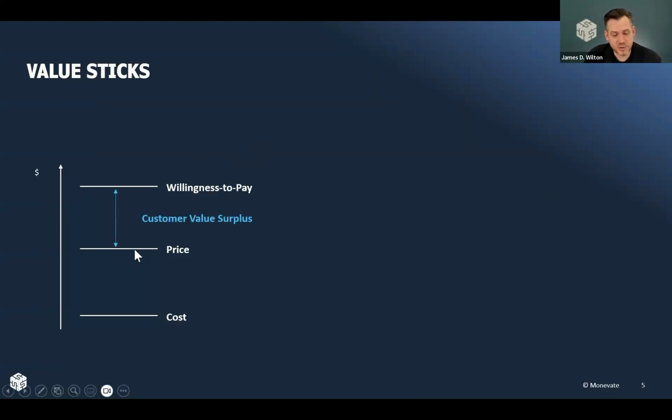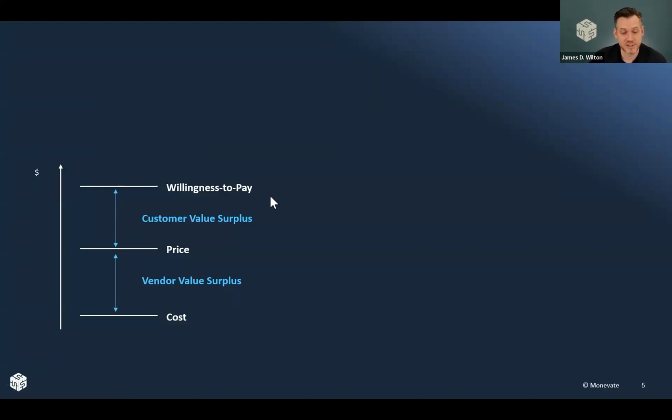So between the willingness to pay and the price, this is the customer value surplus. This is the extra value that they get because their willingness to pay, what they would pay for it, is higher than the actual price that they paid. So it's a net gain for them. And the value surplus that you, the vendor, get is the difference between the price that you got and the cost it cost you to provide it. So there's going to be a split of the overall value across these two buckets, with the overall value being everything between the cost and the willingness to pay.